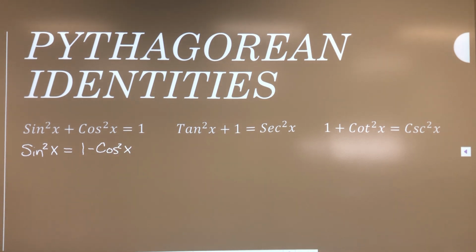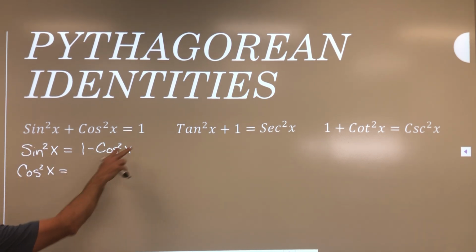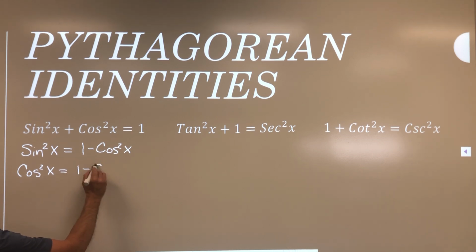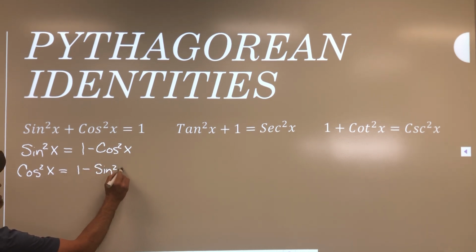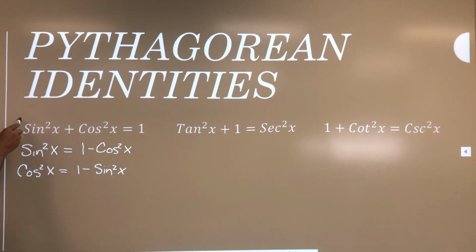You're going to see that a lot. You're going to want to know that. And the same thing goes for, well, what if I wanted cosine squared? Well, what does cosine squared equal? I just take the sine squared and subtract it over. I'd get 1 minus sine squared. So these are the 3 that are going to come from this one. So you get the first one, and then the 2 algebraic manipulations. Okay? We're going to want to know all 3 of those.